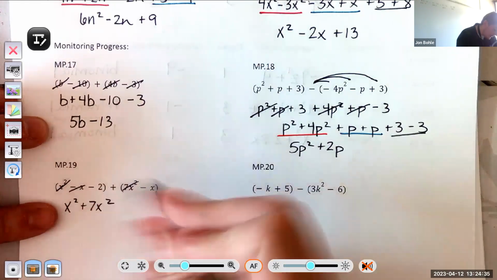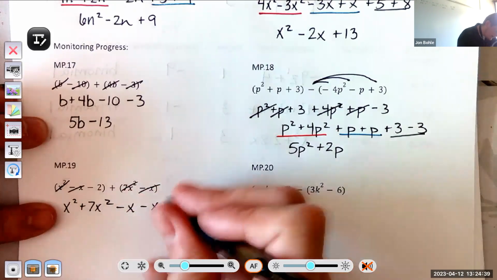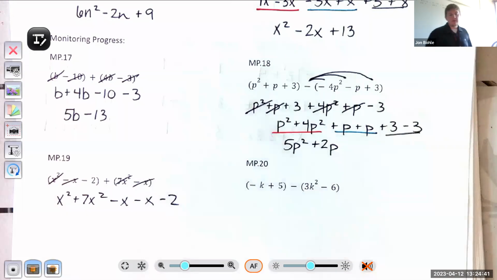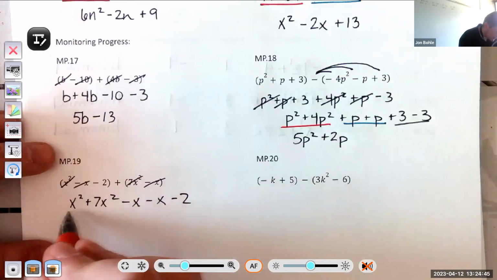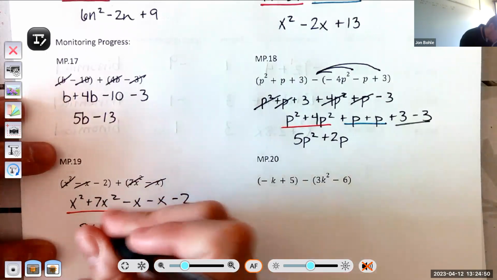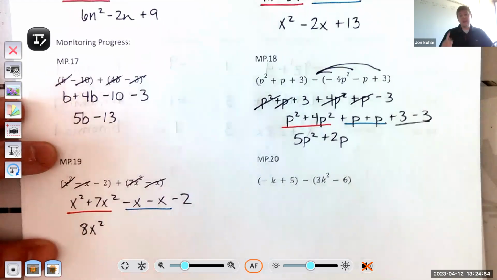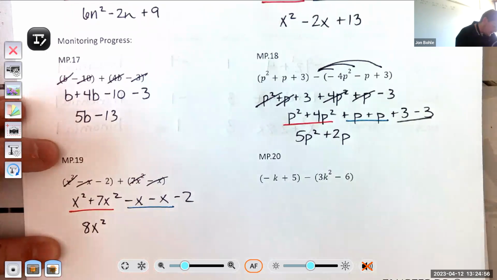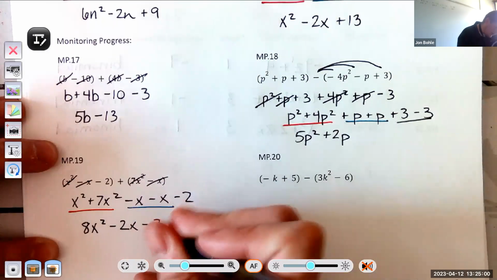Okay, -x and -x. And then -2. So I've reorganized it, and now I'm going to add the parts that add together. X squared plus 7x squared is going to be 8x squared. Okay, -x and -x. -1x and -1x together is going to be -2x. And then nothing combines with that, so it's just going to be -2.